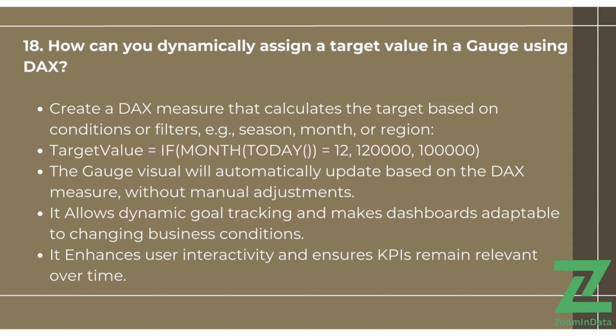How can you dynamically assign a target value in a gauge using DAX? Create a DAX measure that calculates the target based on conditions or filters, for example, season, month, or region. Target value equals if the month of today equals 12, 1,20,000, otherwise 1 lakh. The gauge visual will automatically update based on the DAX measure, without manual adjustments.